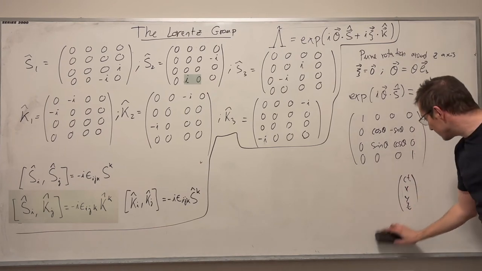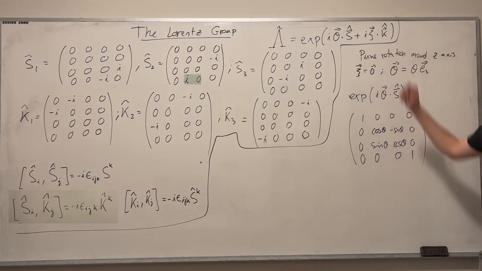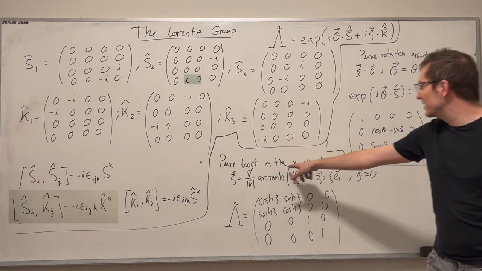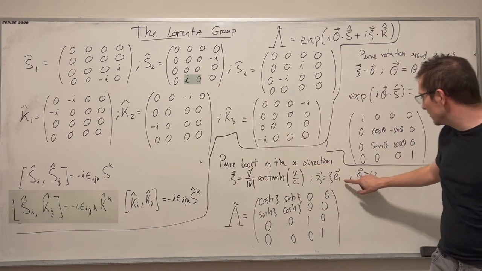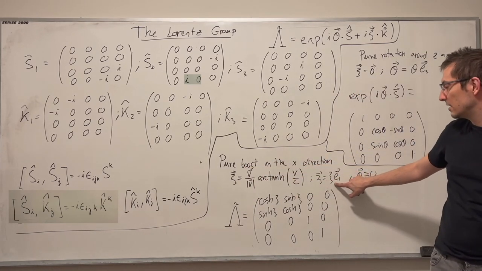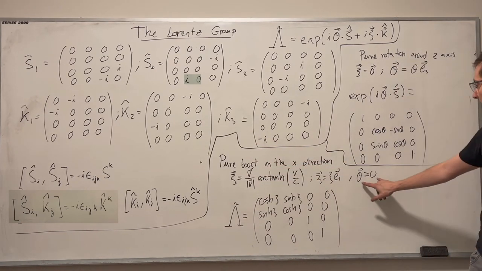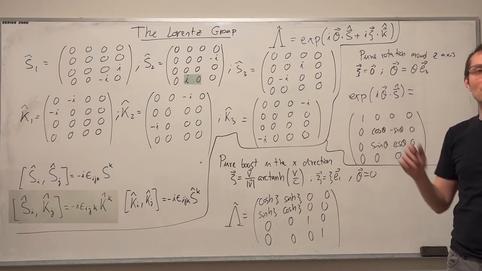Now, what happens if we have a pure boost? For a pure boost, we need to compute the rapidity. Let's write the pure boost here. If we have a pure boost in the x direction, we know the rapidity vector is given by this. The direction is the x axis, and the magnitude I call psi, which is given by this rapidity. And the angle of rotation is zero. I don't rotate, it's just a pure boost.